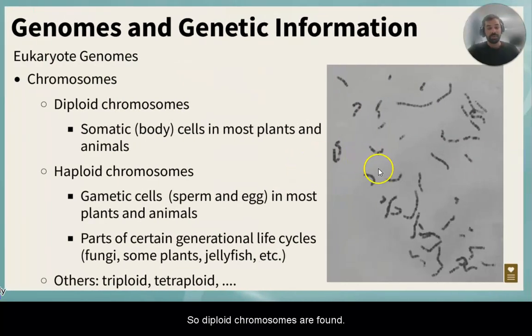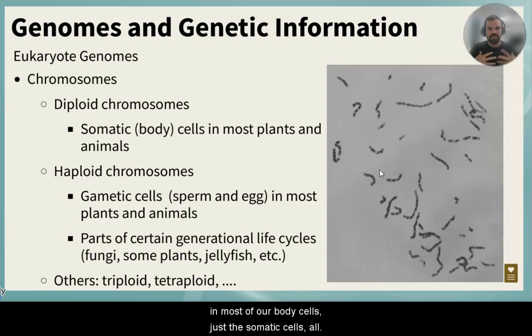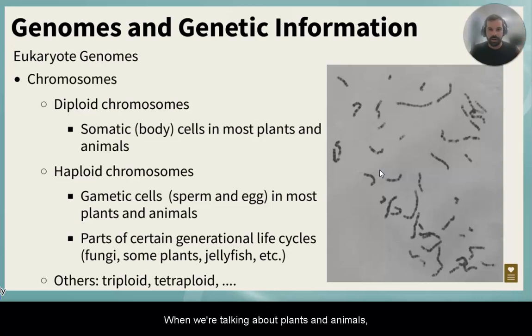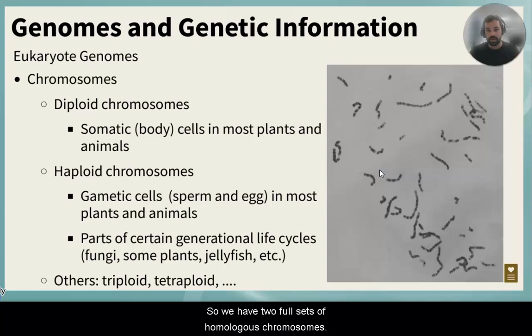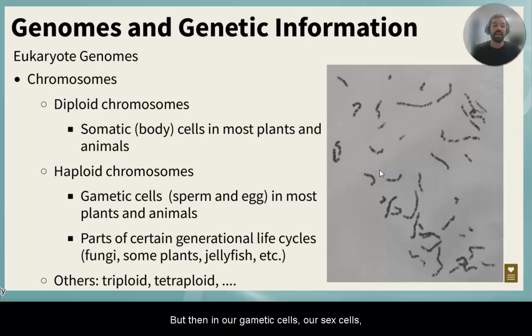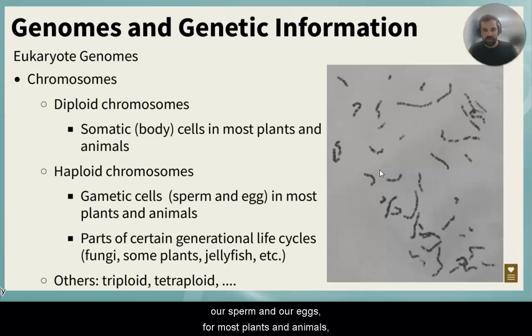So you have a diploid set of chromosomes when we're talking about eukaryotes. In most of our body cells, the somatic cells, most of the cells in our bodies, I say our when we're talking about plants and animals, most of our body cells are diploid. So we have 2 full sets of homologous chromosomes. We have the matching pairs. But then in our gametic cells, our sex cells, our sperm and our eggs, for most plants and animals, those are going to be haploid cells. They only have half the amount of chromosomes.